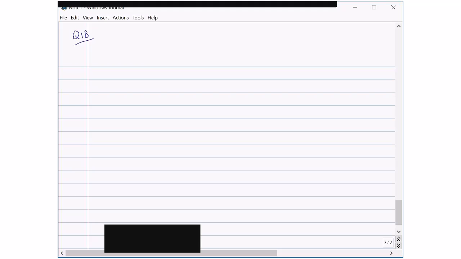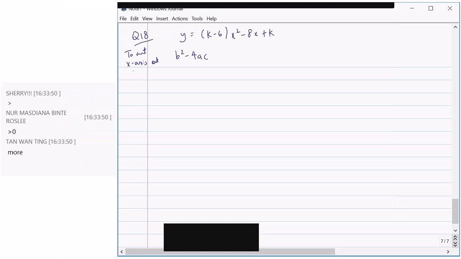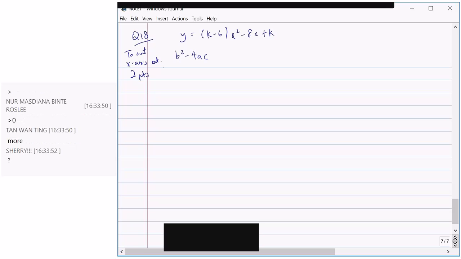Okay, question 18. The curve y equals (k minus 6)x squared minus 8x plus k is to cut the x-axis at 2 points. If it cuts the x-axis at 2 points, b squared minus 4ac must be how? More than 0. Excellent. Okay, everybody now knows this very well. So b squared minus 4ac must be bigger than 0.